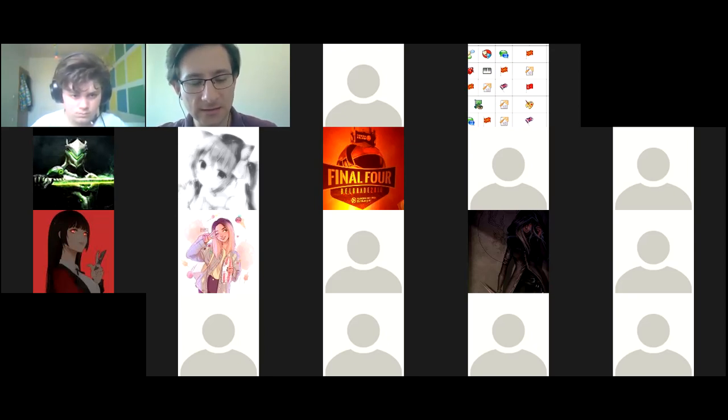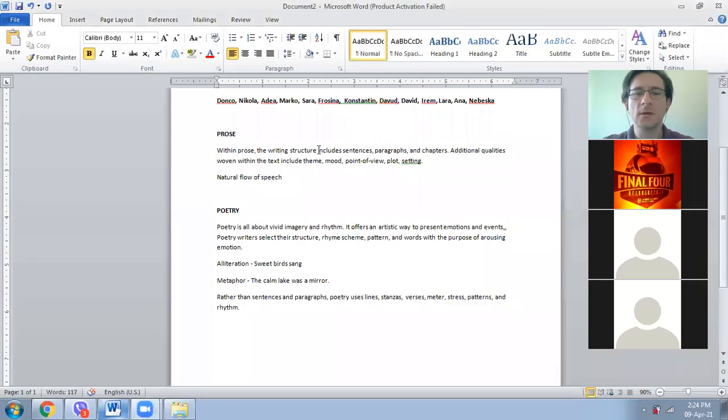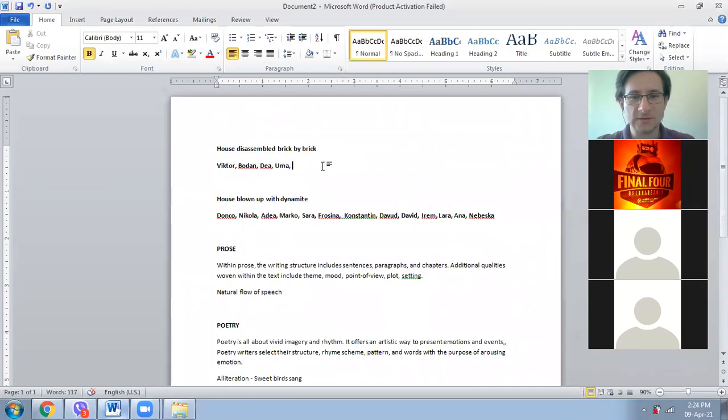Now, I want you to imagine that there is dynamite in the foundations, and the house is blown up with the dynamite. Which one do you like better? There's no one inside the house. The one that's taken down brick by brick, or the one that's blown up by dynamite? The one that's taken down brick by brick. Interesting. I thought you were going to say the other one. Why? Come on, say it.